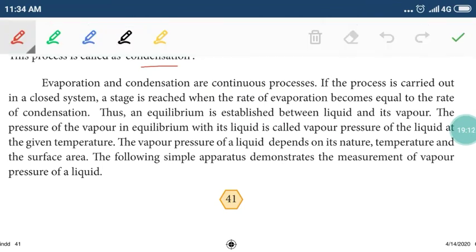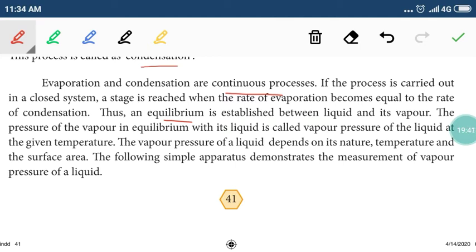So these two are continuous processes when carried out in a closed system. In a closed container, an equilibrium will be attained. That means the rate of evaporation will be equal to the rate of condensation. So both processes are taking place simultaneously at an equal rate. So we attain equilibrium. At this situation, consider the pressure experienced by the vapor in the container.